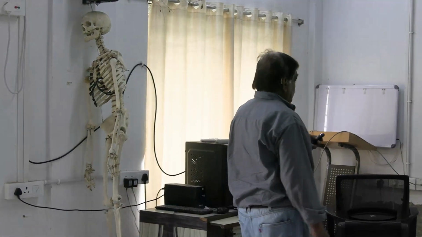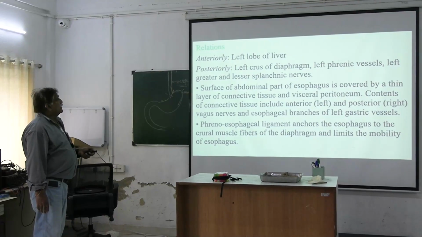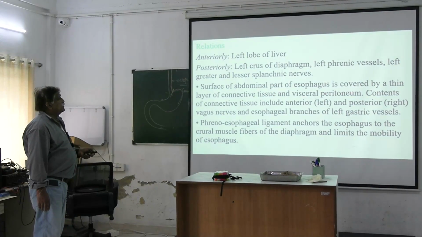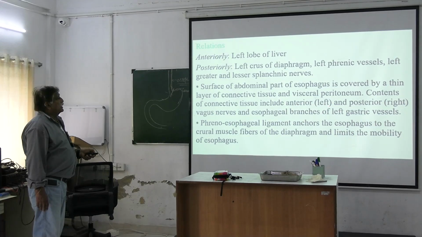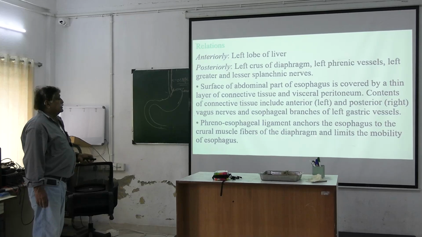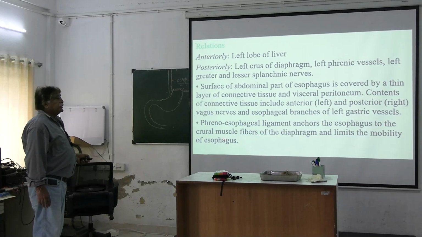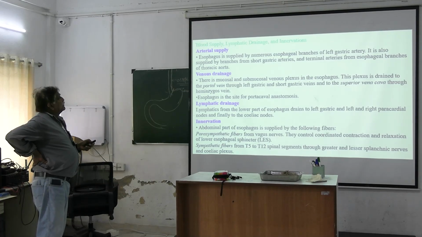Now, the abdominal part of the esophagus is covered by a thin layer of connective tissue and visceral peritoneum. The connective tissue includes the anterior left and posterior right vagus nerve and esophageal branches of the left gastric vessel. The phrenoesophageal ligament anchors the esophagus to the crural muscle fibers of the diaphragm and limits its mobility. Next, blood supply, lymphatic drainage and innervation.